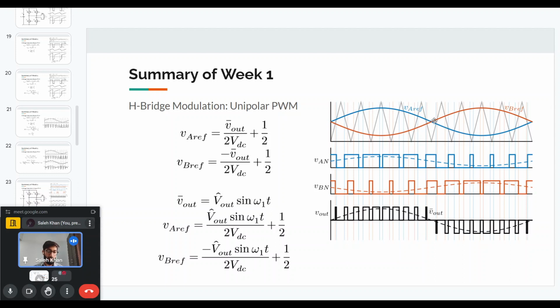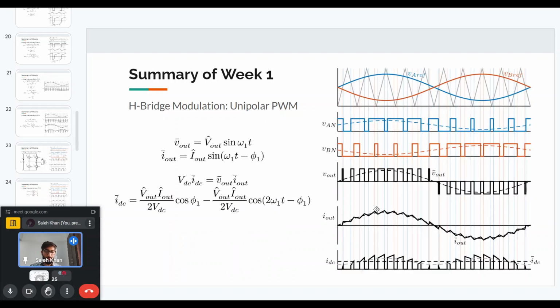So VB ref will be 180 degrees out of phase with VA ref. And so VAN and VBN are shown here. And if we subtract VAN and VBN, we will get the output voltage. So in the positive half cycle, the output voltage varies between VDC and 0. And in the negative half cycle, it varies between 0 and minus VDC. And then we can similarly find out the output current as well as the DC current. And it will have the same constant DC part as well as a second harmonic portion.